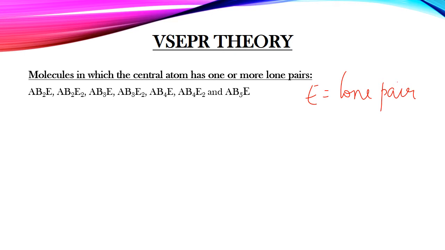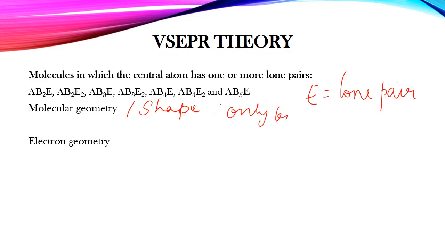Now before we take examples for these cases, we need to understand molecular geometry and electron geometry. Molecular geometry is also referred to as shape. So the shape of the molecule is decided by looking at only the bonded pair of electrons. By observing the arrangement of bonded pair of electrons, you find out the molecular geometry or shape of the molecule.